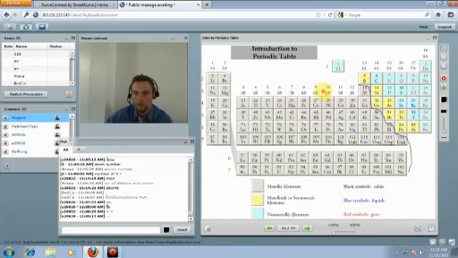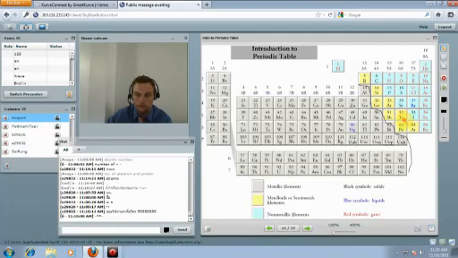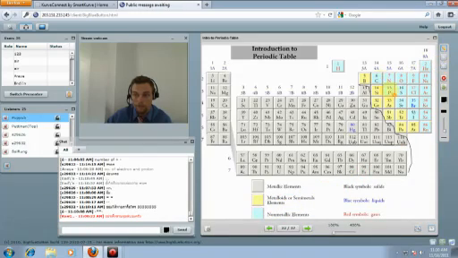But it is important to know the trends of the periodic table. So you need to know that these are metals, and there's a divider here. These are metals except for mercury. These are metalloids or semi-metals, and these are the non-metals.